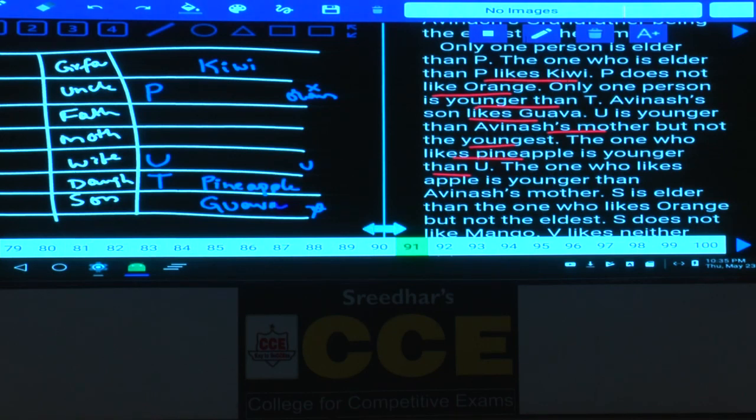And the one who likes apple is younger than Avinash's mother. Younger than means now below this Avinash's mother. Then tell me who likes apple here? Now Avinash's wife likes apple. Who is Avinash's mother? This person. Younger than Avinash's mother means these three persons, one among these three must like apple, out of which pineapple and guava are already there. Now we are left with U. U likes apple.